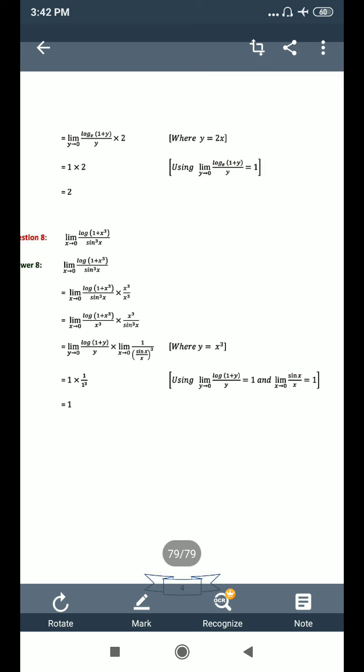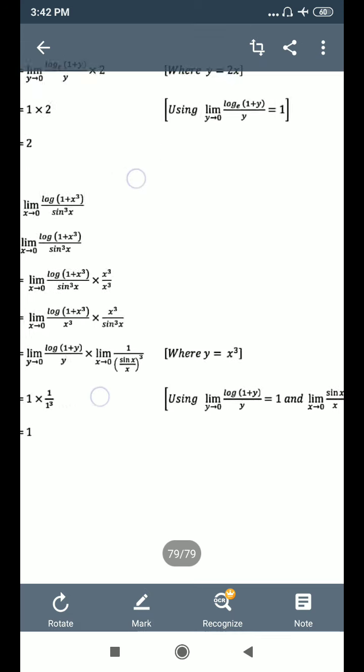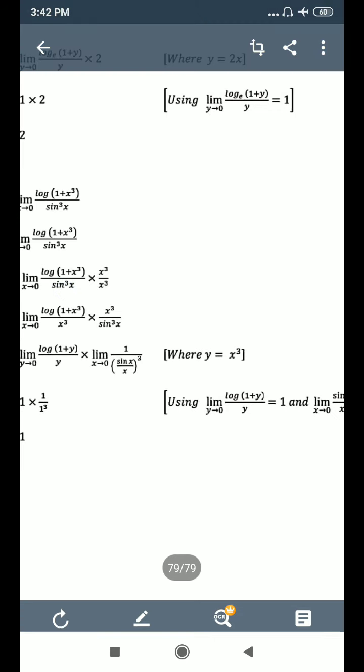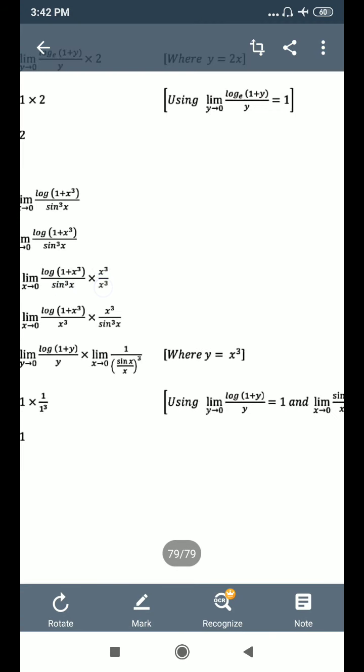Question 8. Log of 1 plus x cube upon sine cube x. First of all, we will deal with this sine cube x. To make this 1, we are multiplying by x cube in the numerator and x cube in the denominator. Now you can rearrange these. It will become log of 1 plus x cube by x cube into x cube by sine cube x. You see this is equal to 1 using the same theorem. Limit x tends to 0, 1 upon x log of 1 plus x. So limit x tends to 0, it is 1 upon x cube log of 1 plus x cube, that is also equal to 1, or you replace this x by y.